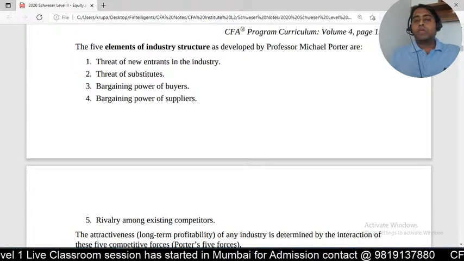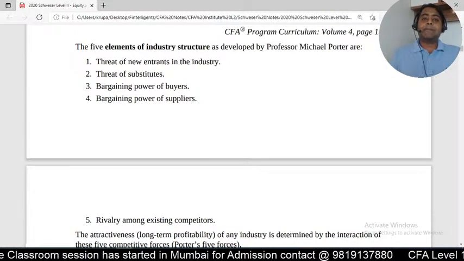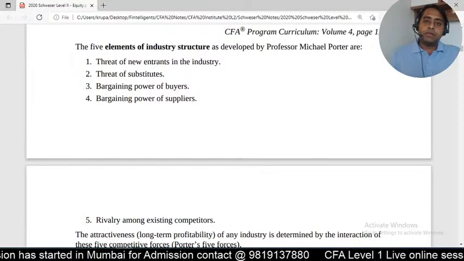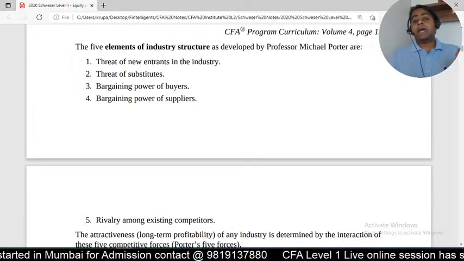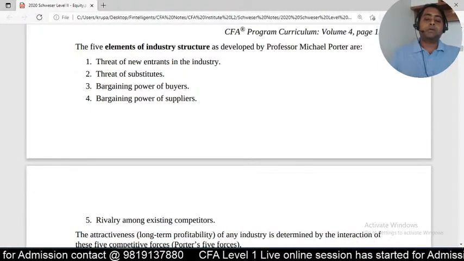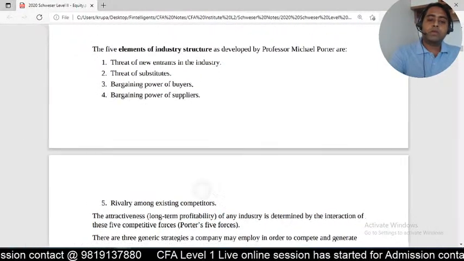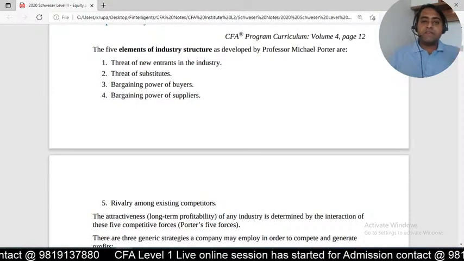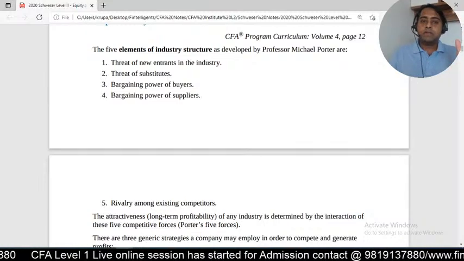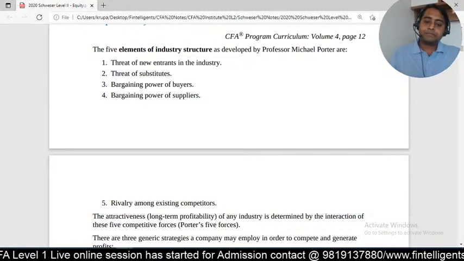Now why are we looking at all of this? Because if you want to understand what is happening in the industry, that gives you an idea about the growth prospects of the company, and this helps to identify the value of the stock, the intrinsic value of the stock. So Porter's Five Forces model is very, very important. This again will come in the further chapters where we're going to be looking at industry concepts.